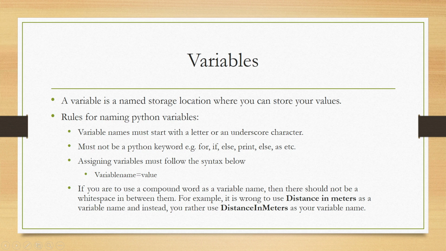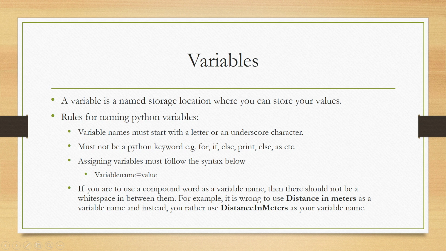Number one, a variable must start with a letter or an underscore character. It must not be a Python keyword, for example, for, if, else, print. These are not valid names to use as variable names. Then assigning variables must follow the syntax below: variable name equals value.